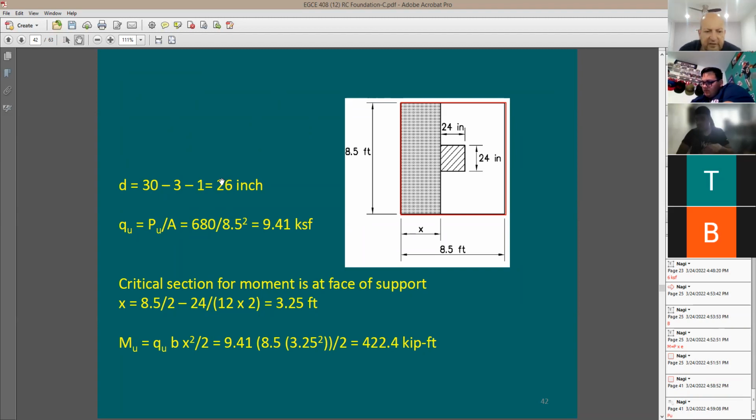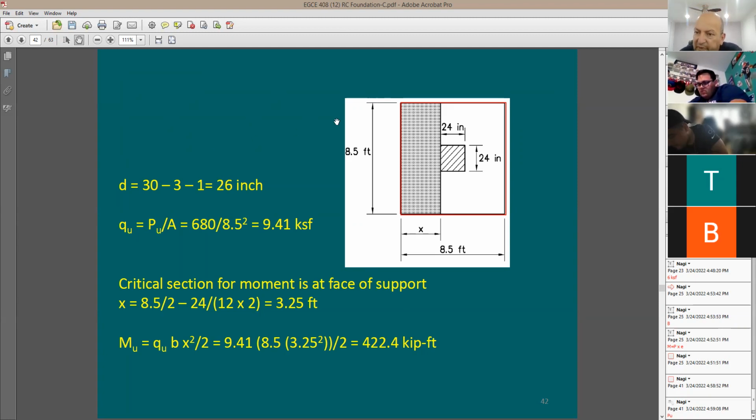So someone could have asked, why 1 inch? You could subtract only half an inch. I'm going to say, fine, yes, you can do this. But don't forget that I have reinforcing in both directions, and an average depth for both directions is going to be 26 inches. So if you do 26.5, it is correct. If you do 26, you're also correct. Nothing's wrong with that.